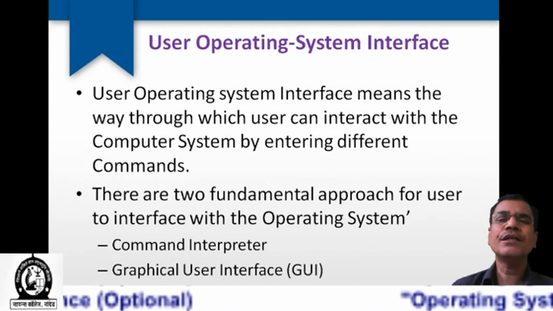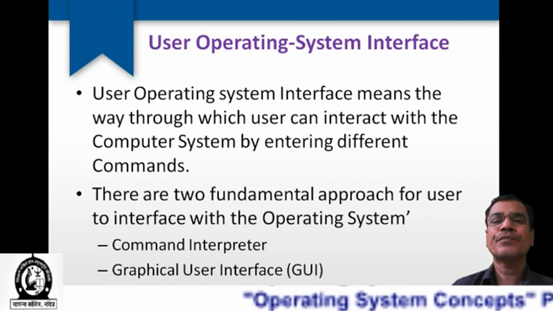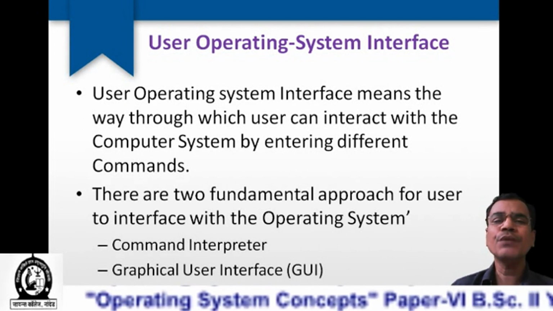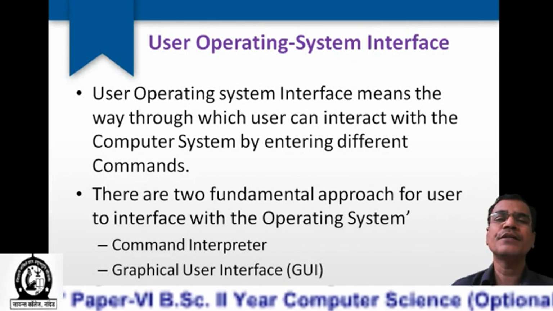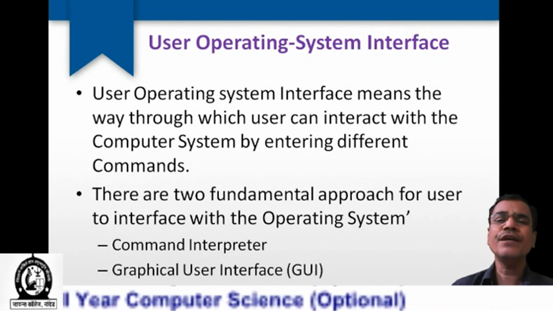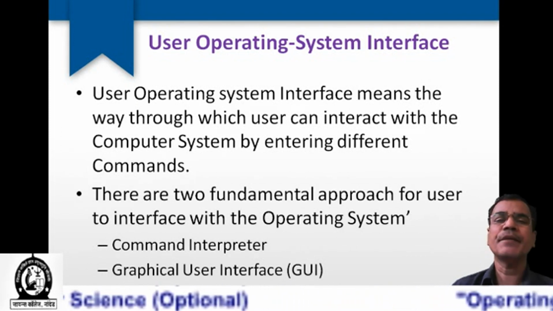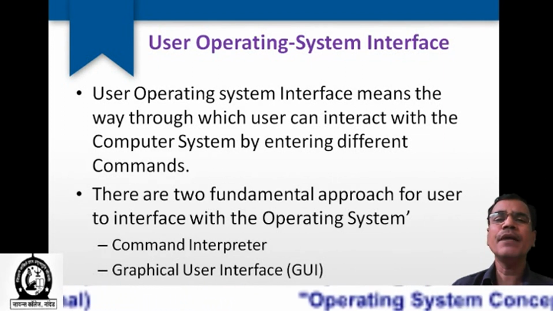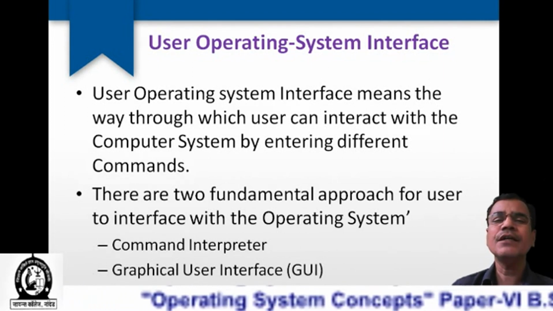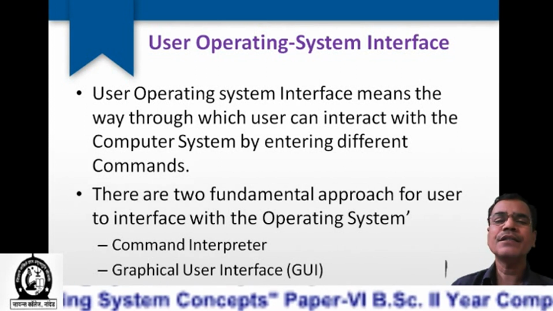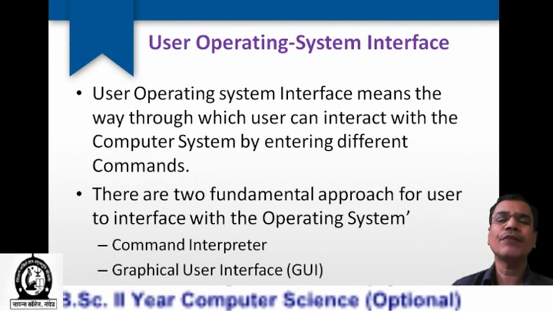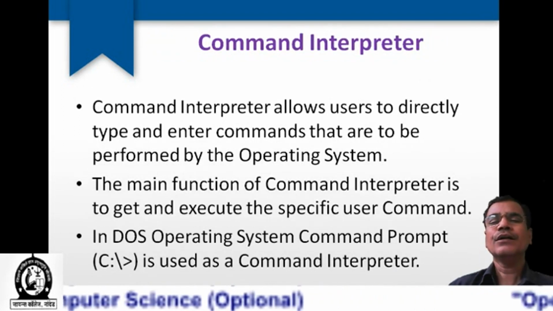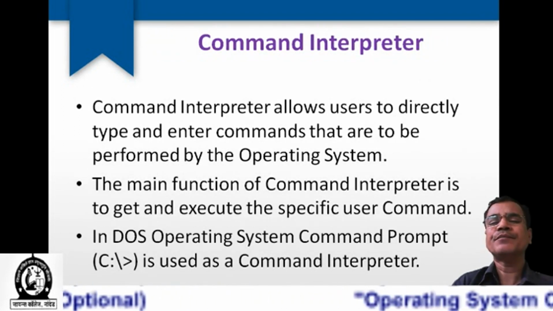Basically there are two different ways by which the user can interface or interact with the operating system. The first way is a command interpreter, and the second one is a GUI, that is graphical user interface. Now let us see these one by one. The first one is a command interpreter.